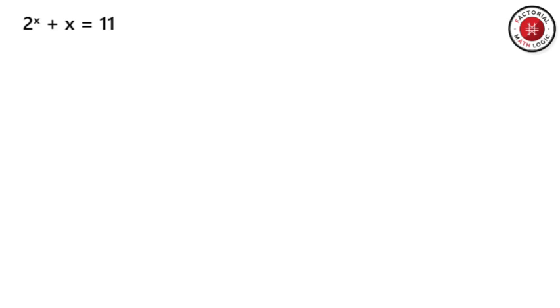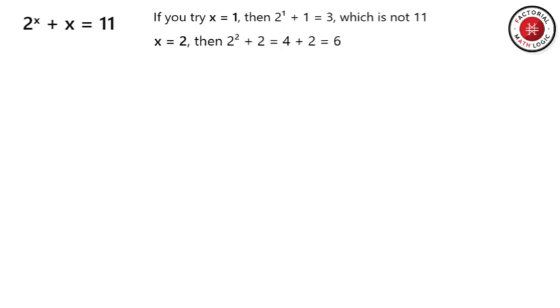If you try x equals 1, then 2 to the power 1 plus 1 equals 3, which is not 11. If you try x equals 2, then 2 squared plus 2 equals 4 plus 2 equals 6, still not 11. But if you test x equals 3, then 2 cubed equals 8, and 8 plus 3 equals 11. So x equals 3 works.